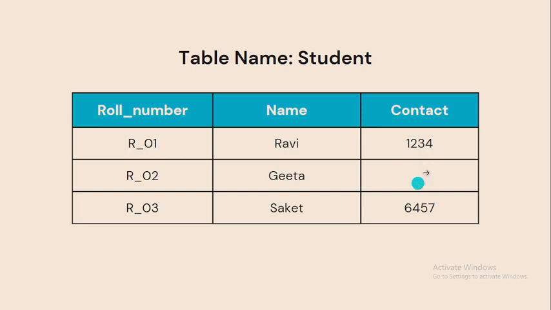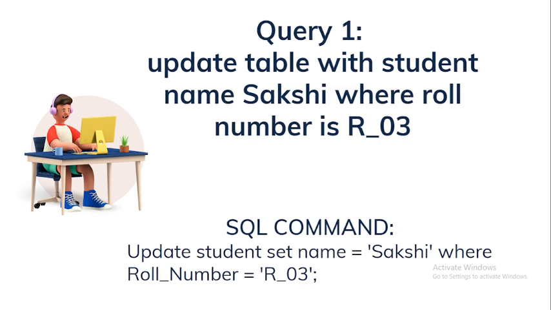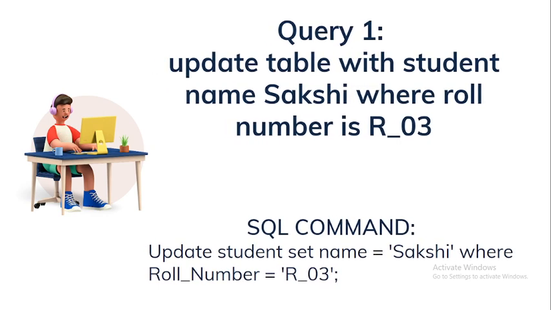So here is an example of null, nothing, no value is kept here for this particular contact field for the student whose roll number is r_02. So let's solve some queries. Query 1 is: update the table with student name Sakshi, where roll number is r_03.